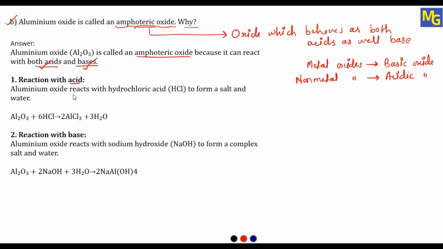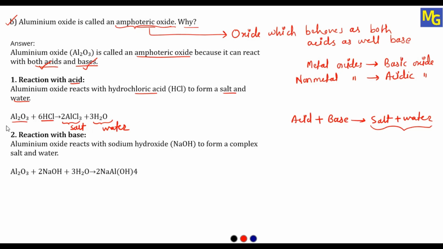Aluminium oxide reacts with hydrochloric acid and forms salt and water. Now see here, Al2O3 plus HCl, hydrochloric acid, gives aluminium chloride, this is salt, and this is water. And we all know we get salt plus water as products if the reactants are acid plus base. Only if you combine acid and base are we going to get salt and water. So here we have got salt and water.